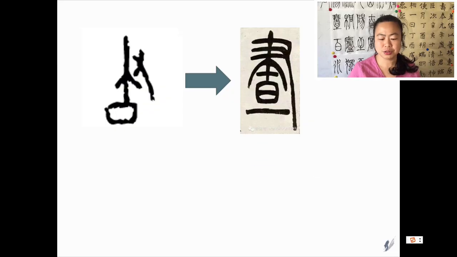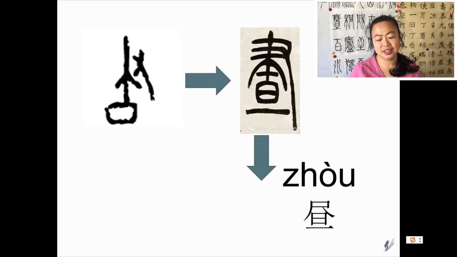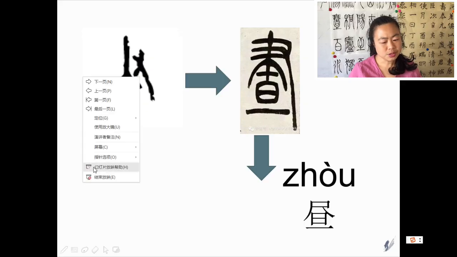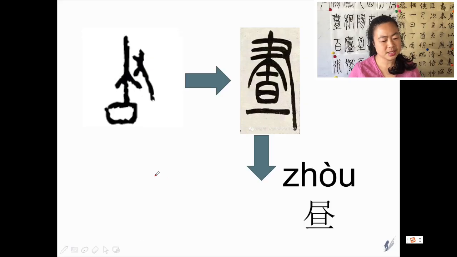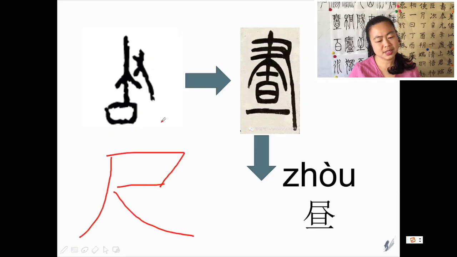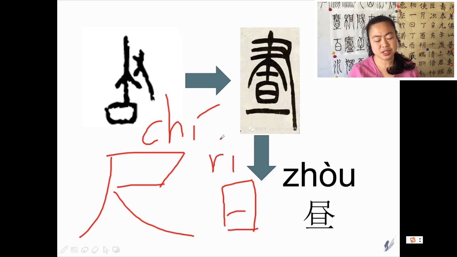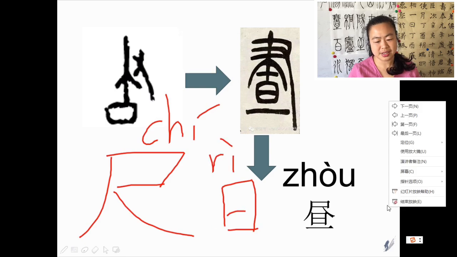Okay, when it comes to the current character, it's like this. Actually, these two parts still exist. The top is like a 尺. This means scale in the current character, and this one is 日. 日 means the sun. We still use these two characters in modern Chinese.